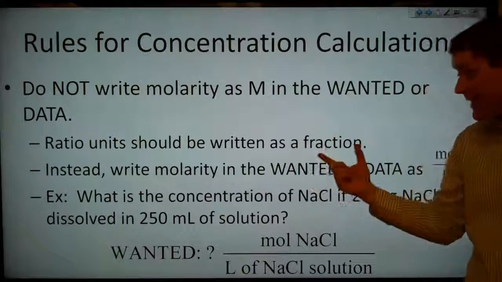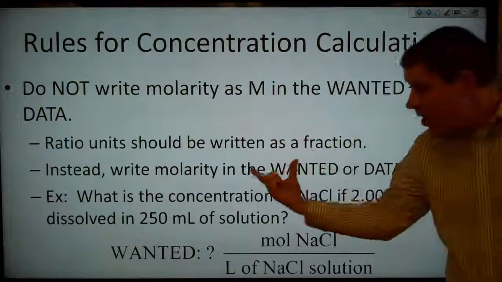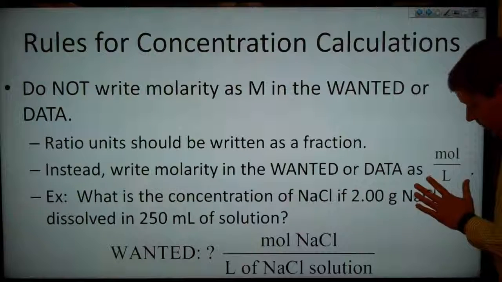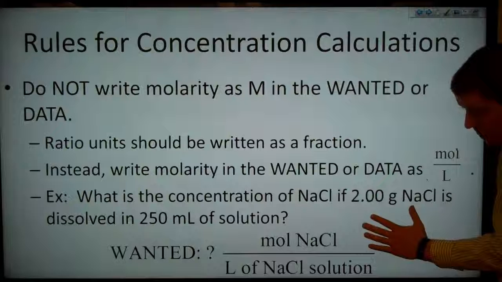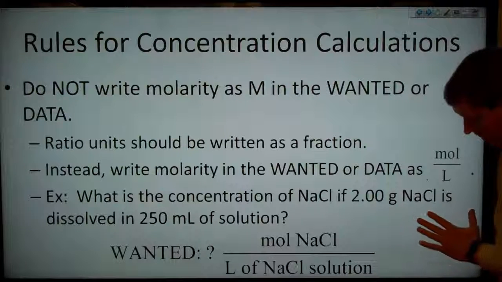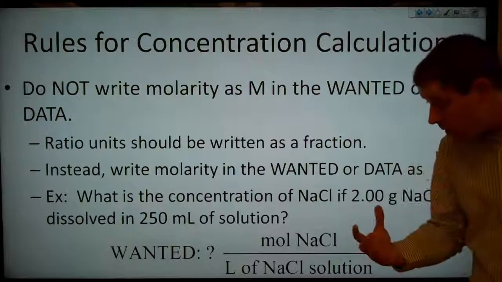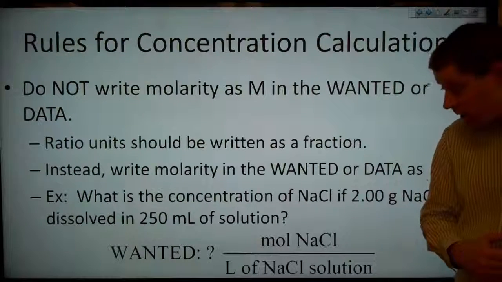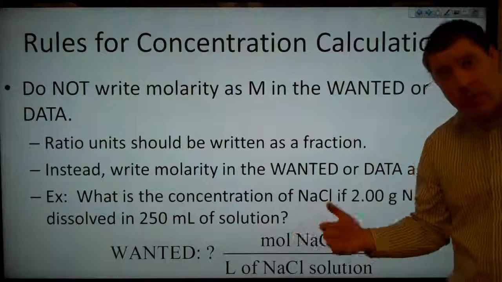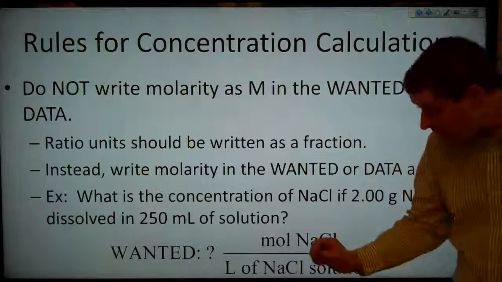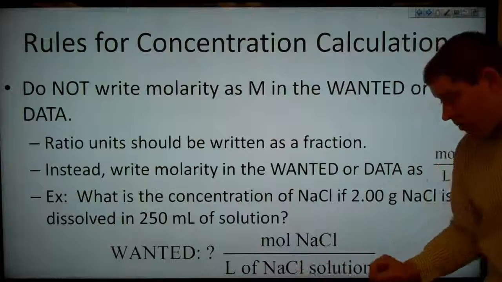Ratio units should be written as a fraction in the wanted and in the data. Instead, we should write the molarity in the wanted or data as moles divided by liters. For example, what is the concentration of sodium chloride if 2.00 grams of sodium chloride is dissolved in 250 milliliters of solution? Well, what we want is the molarity of sodium chloride, but we don't want to write question mark and then a capital M and then sodium chloride.